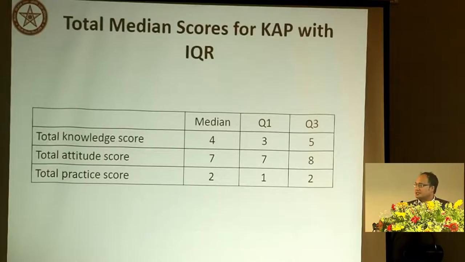So here we can see the table where total median score for knowledge, attitude, and practice with interquartile range is given. So median for total knowledge score is 4, and for attitude 7, and practice 2. So this interprets that there was positive or good attitude for pharmacovigilance among the students, while the knowledge and practice were poor.